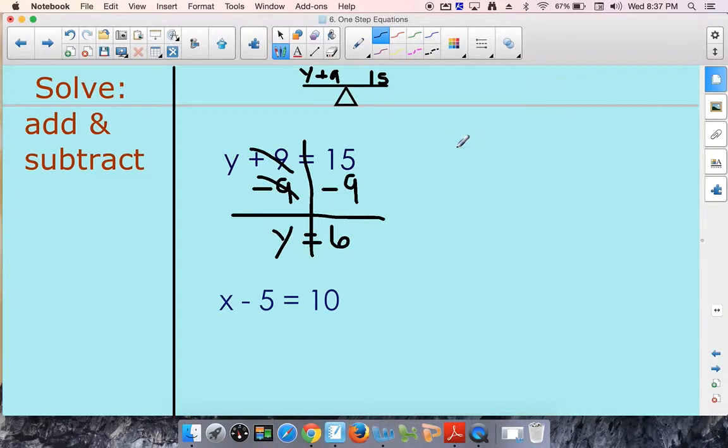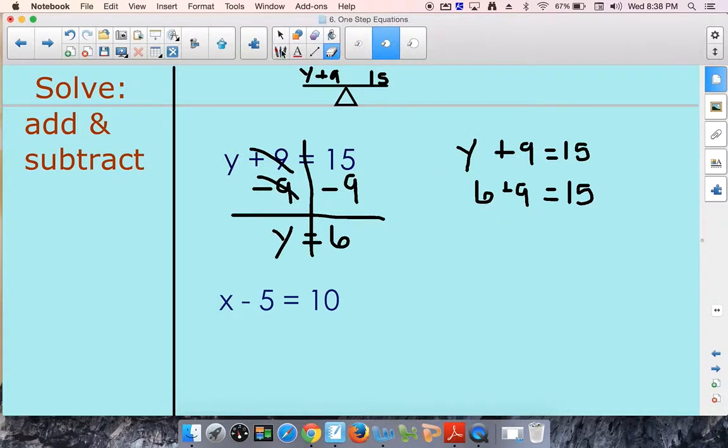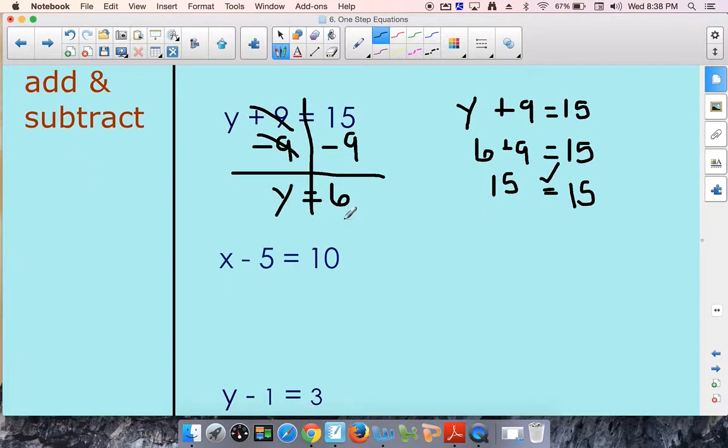I can check that by saying, well, if y plus 9 equals 15, we would have 6 plus 9 equals 15. And 6 plus 9 is 15. So 15 equals 15. They check out. So today we're working on how to show this by showing whatever you do to one side, you must do to the other. So here's another one.